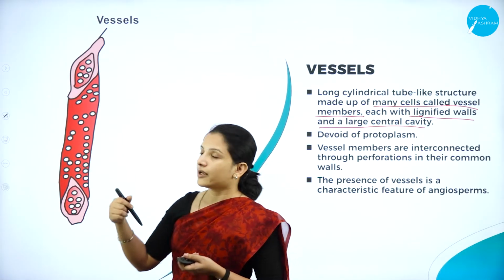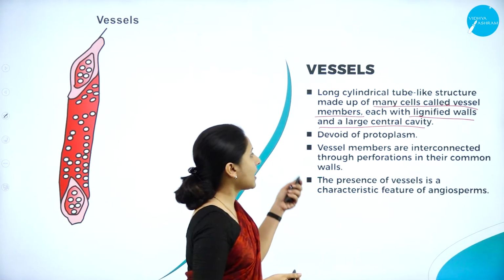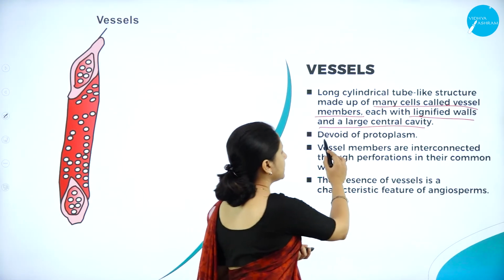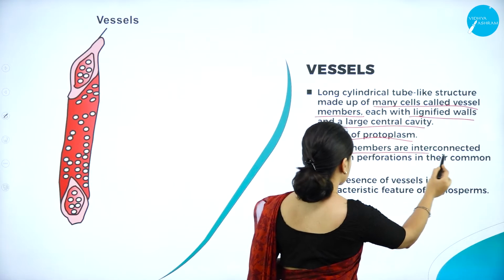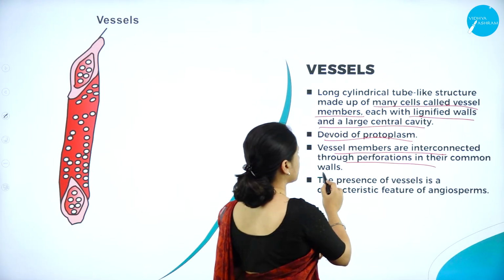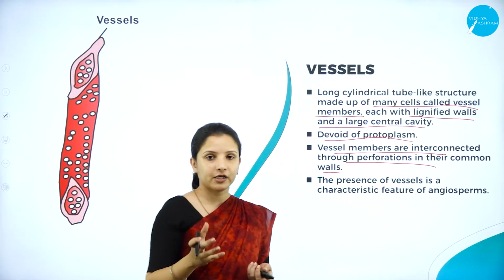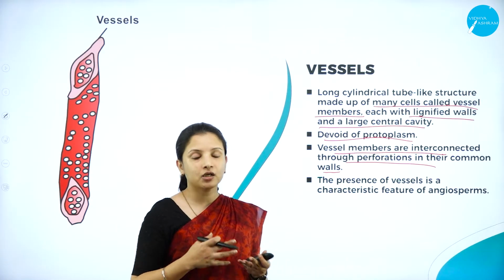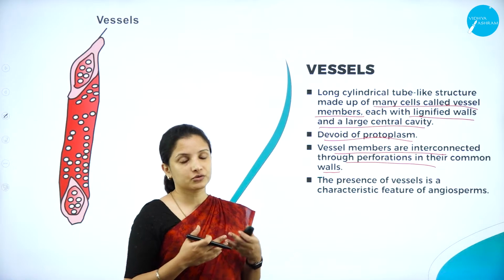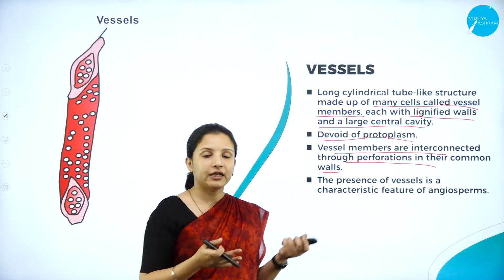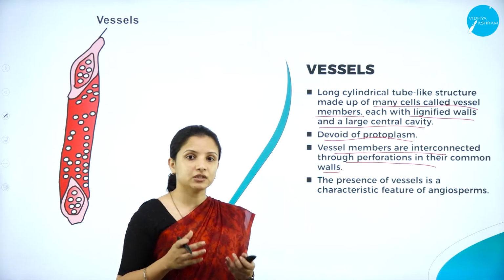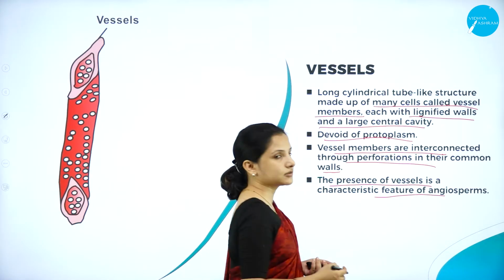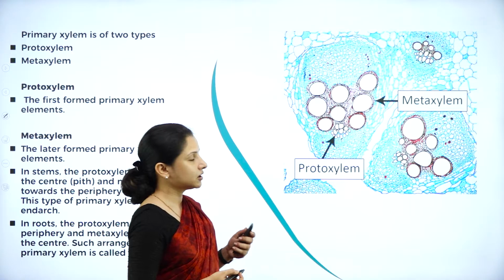So you can see they have a large central cavity, and they do not have a protoplasm. They are devoid of protoplasm, and the vessel members are interconnected through perforations in their common wall. So perforations, or small openings, are present through which the exchange of material takes place, because xylem vessels, I told you, are usually present in groups, and the presence of vessels is one of the characteristic features of the angiosperms.